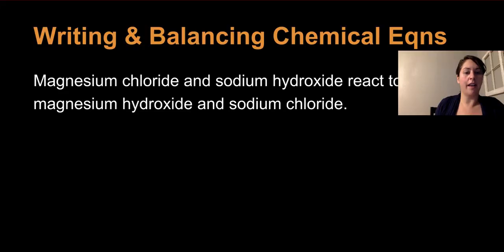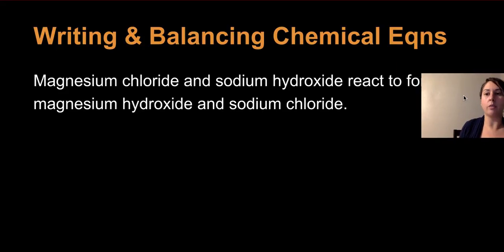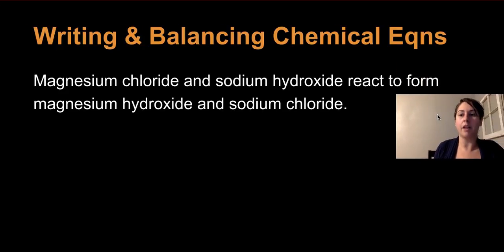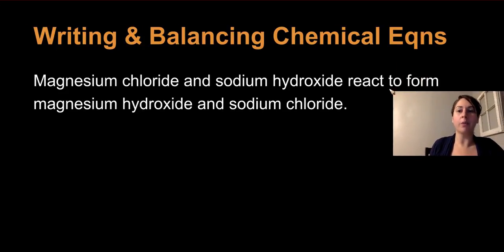So here is the last one for us today. So magnesium chloride and sodium hydroxide, and they're going to react. Let me get me out of the way here. React to form magnesium hydroxide and sodium chloride. So let's go back and use each one of those tools. The react to form is telling us this is going to be our arrow.